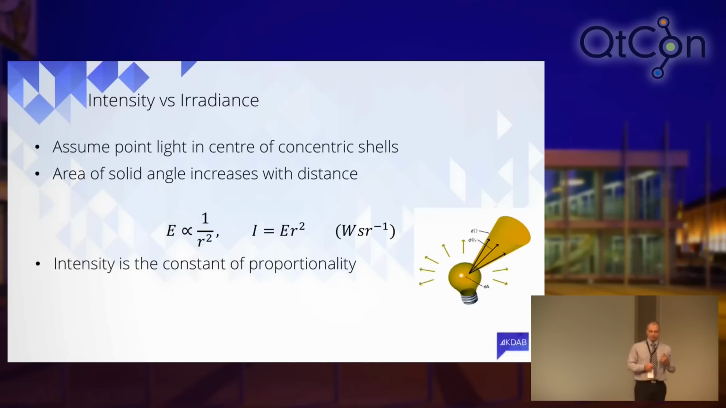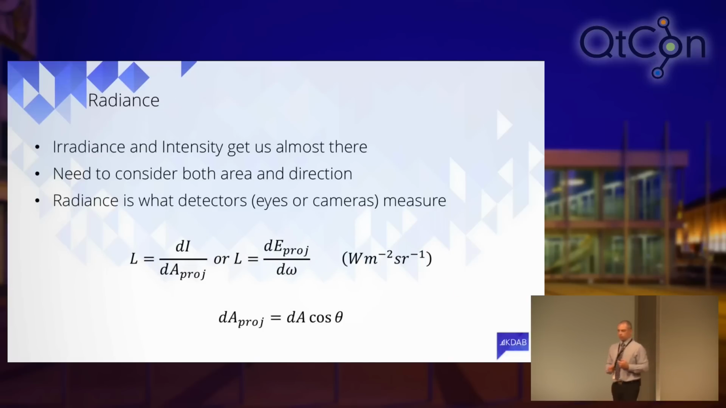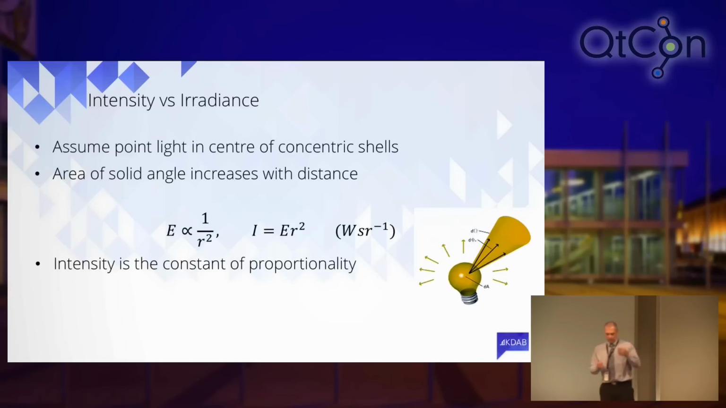And finally, we have radiance. Now, this is what detectors, such as cameras and eyes, actually measure. This is what we're sensitive to, or light meters if you're into professional photography. So we need to consider both the area over which our light is spread and the direction in which it's going. So there are some relationships down the bottom there. Radiance, L, is either the intensity per unit projected area, or it's the intensity over solid angle.